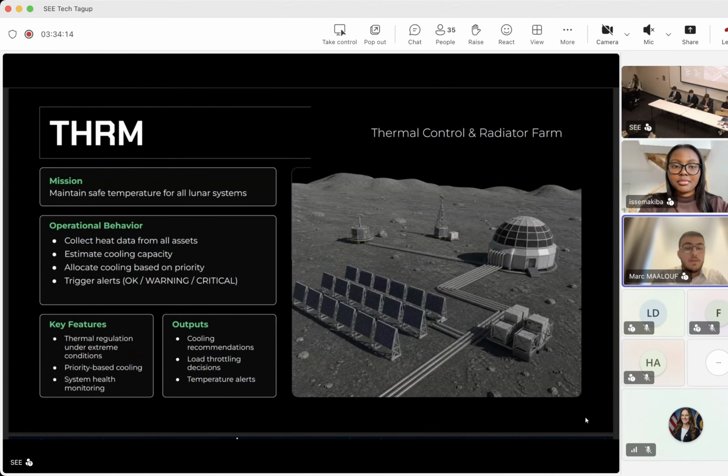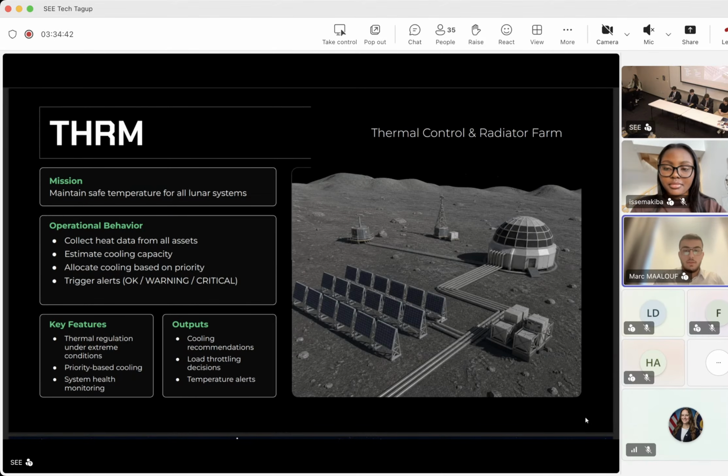THRM is responsible for maintaining a safe temperature for all lunar systems, which is extremely important because the temperature on the moon can become very extreme. The system collects the thermal data for all connected assets, then estimates the cooling capacity available and distributes cooling resources depending on system priorities.